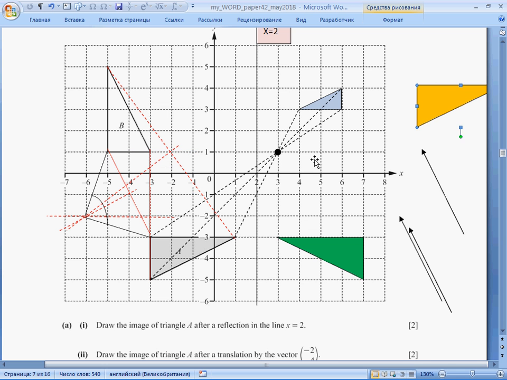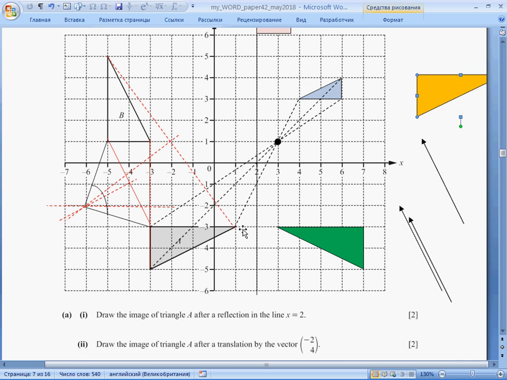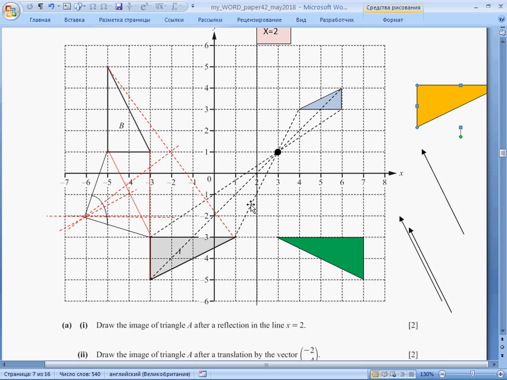And now we need to make the enlargement by scale factor -1/2. So the center is (3, 0), so this is the point. Let's work with, for example, this point, we need to find its image. So we draw a long line, and the image will be on the opposite side. This is why it is minus, and it should be 2 times less.